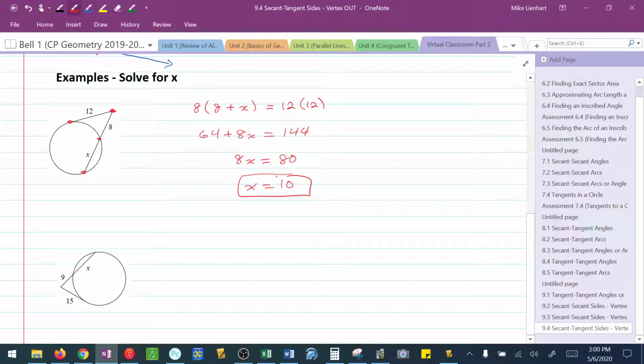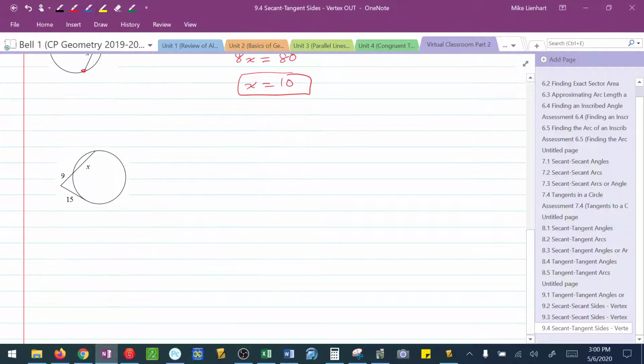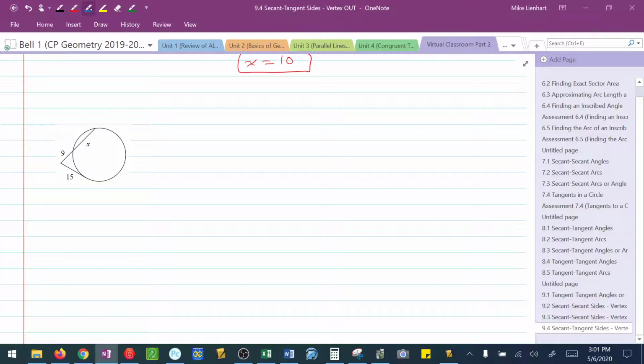So hopefully you're seeing how it's just like what we were doing with secant-secant sides. Secant-tangent sides, you set up the equation. Again, that's the whole key. Just make sure that you double up that tangent side. So let's try one more.